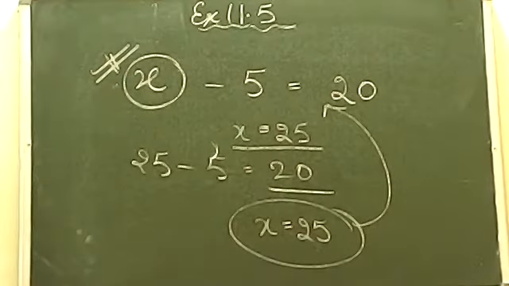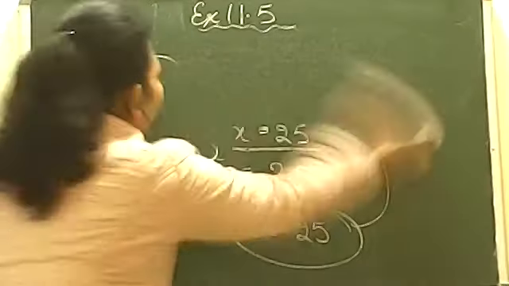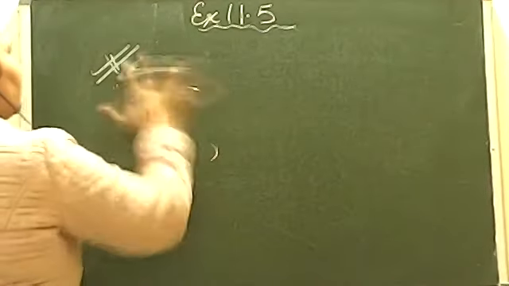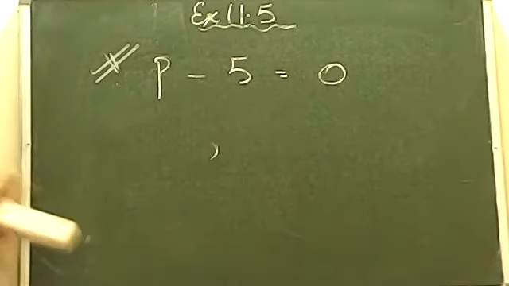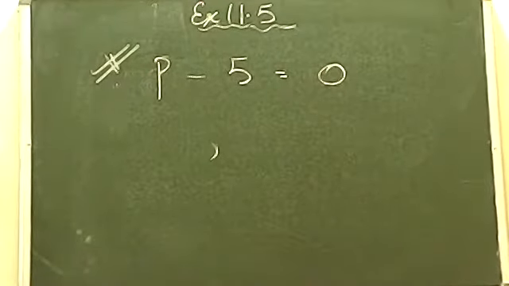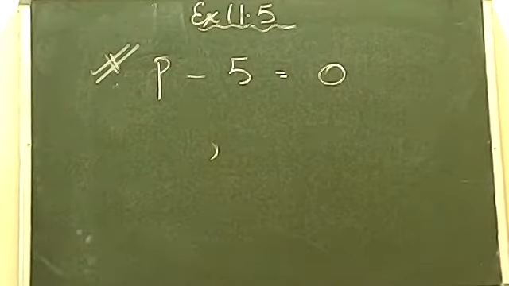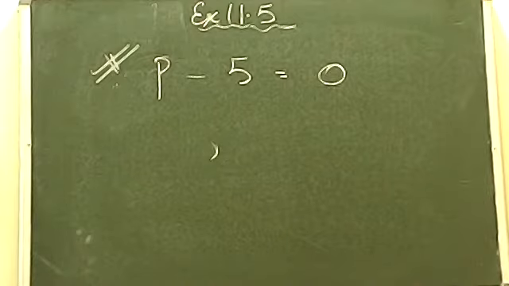Okay. Now, no method, nothing you have to do. Just tell me the answer for this. P minus 5 is equals to 0. What is the solution for this equation? Very good. Very nice.